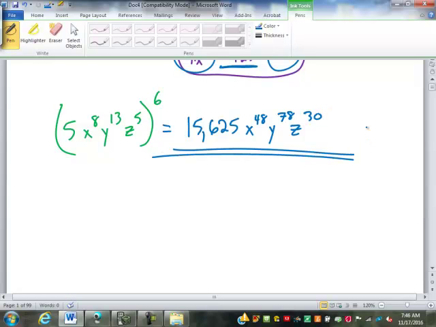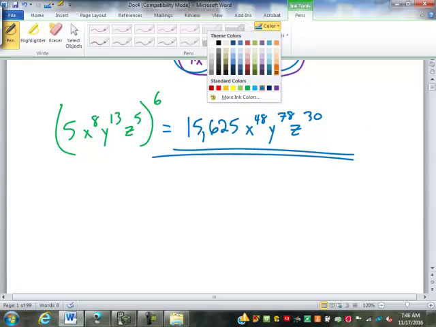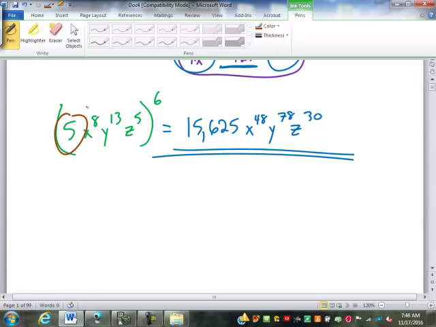How are those treating you? Are those okay? Really, the hardest part of those is applying the power to the number. What's the other way that you add the powers?